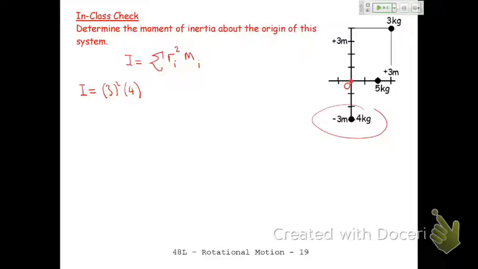How do we know which one to use? I'm looking at this one down here and saying, what is its distance from the turning axis? And what is its mass? And I'm using this equation. Okay, and then pick the next one. Its distance from the turning axis, if you look at your diagram, is only 2. So that would be 2 squared times 5.